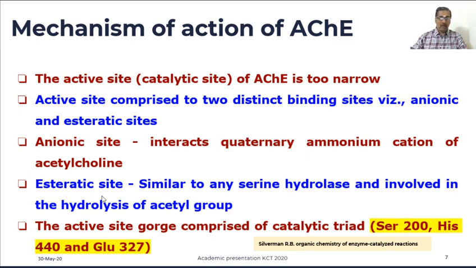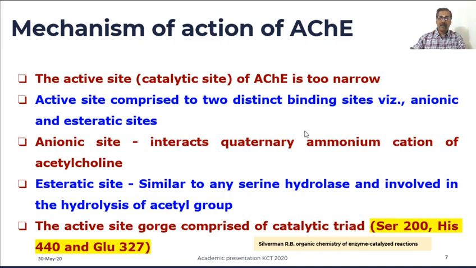Then what is the role of the esteratic site? It is the site which is responsible for hydrolyzing your ester bond. So the mechanism is similar to any kind of serine hydrolase. So the active site gorge is made up of three different amino acids, the catalytic triad. Already we have discussed this under chymotrypsin.